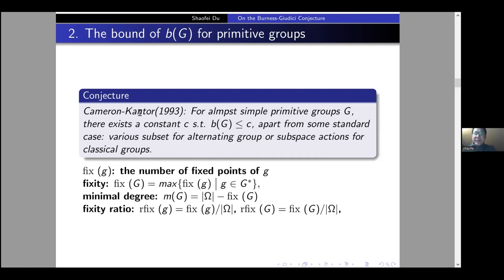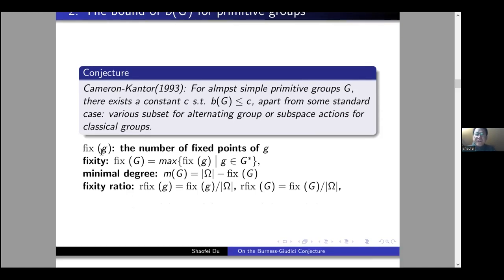We talk about some results on this conjecture. So fix(G) means the number of fixed points of G. Then fix(T) means the maximal fix(g) for g in big G. The minimal degree means the size of omega minus fix(g). That means the number of points that can be moved by g. The fixed point ratio means this fix(g) divided by the size of omega, for small g. For big G, you have the same thing, this fixed point ratio.